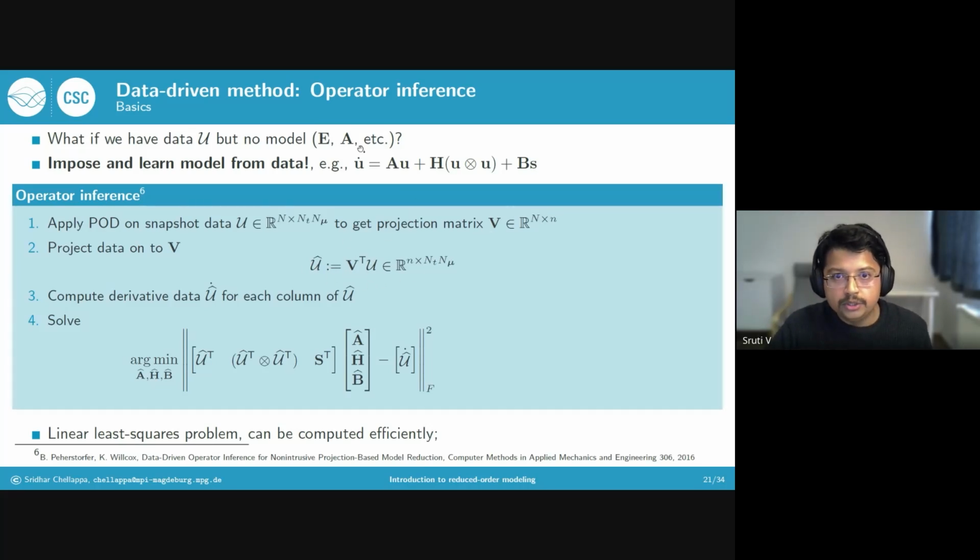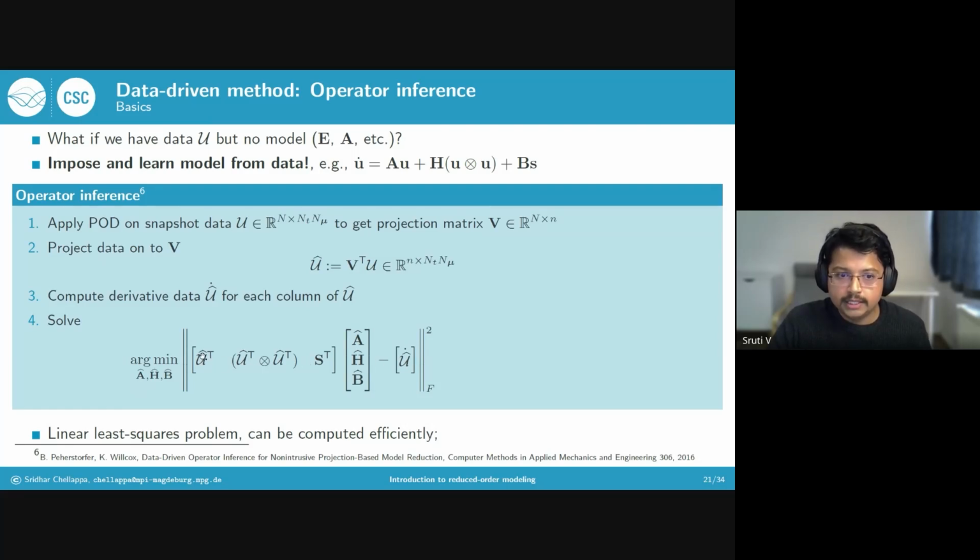And because you have derivatives in your model, you also need to compute derivatives of each of the columns of the reduced snapshot matrix. This can be done, for example, using automatic differentiation techniques, or as they do in the original paper, you can also simply impose a finite difference stencil in order to get the derivatives. And then the next and final step is, of course, to set up an optimization problem where the knowns are the following. So you know the derivative data, which you just computed. That's one of the knowns.